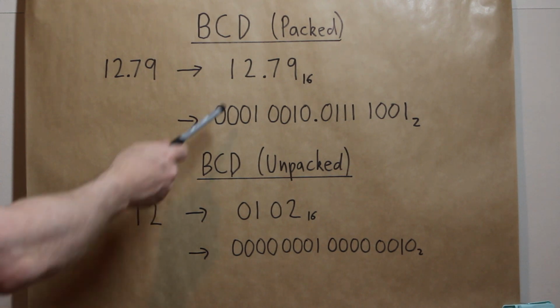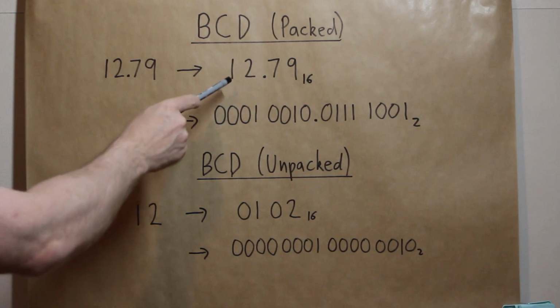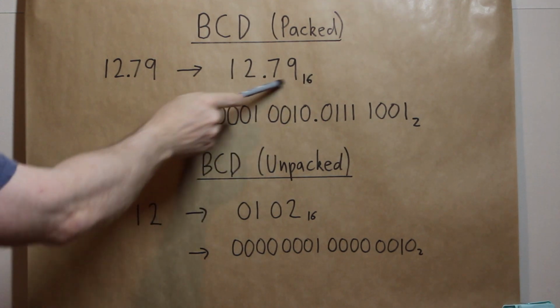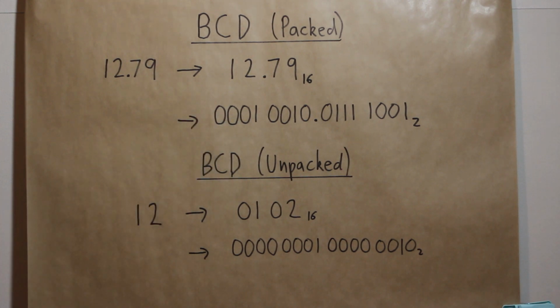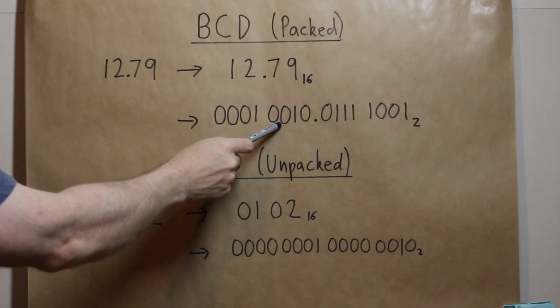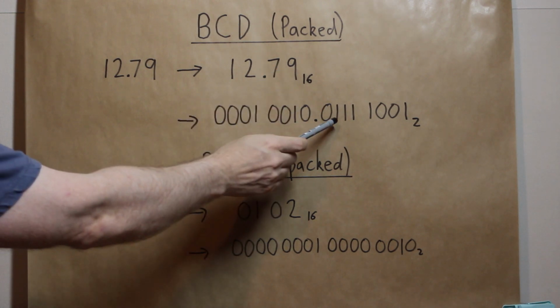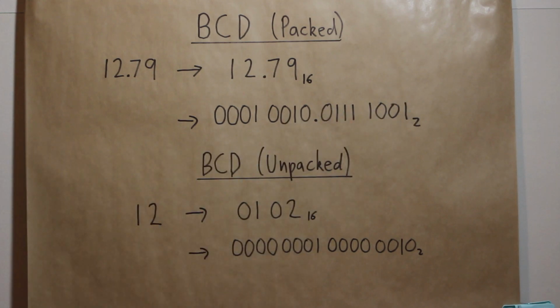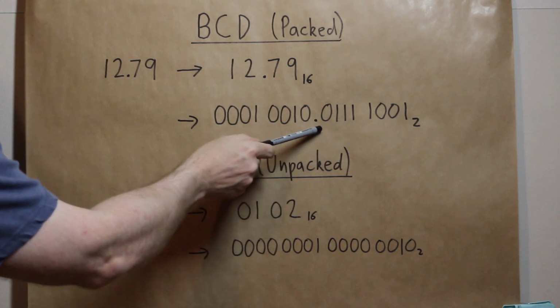And what you do from here to get to binary coded decimal is you just use the ordinary rule for writing this hexadecimal value as a binary value. So 1 becomes 0001, 2 0010, 7 0111, and 9 1001. And so even for a human being, it's easy to read off what this value is in decimal. It's 1279.